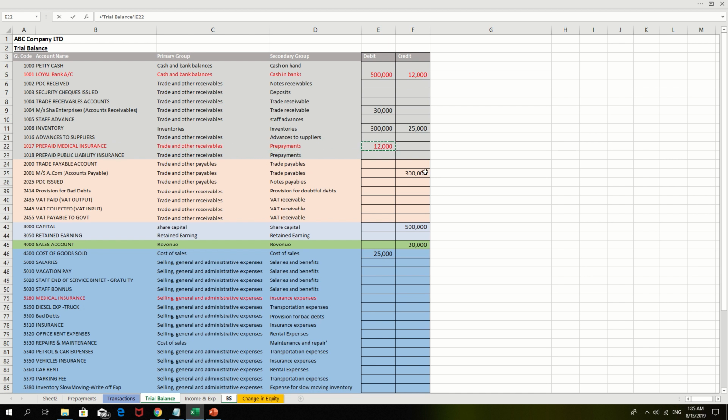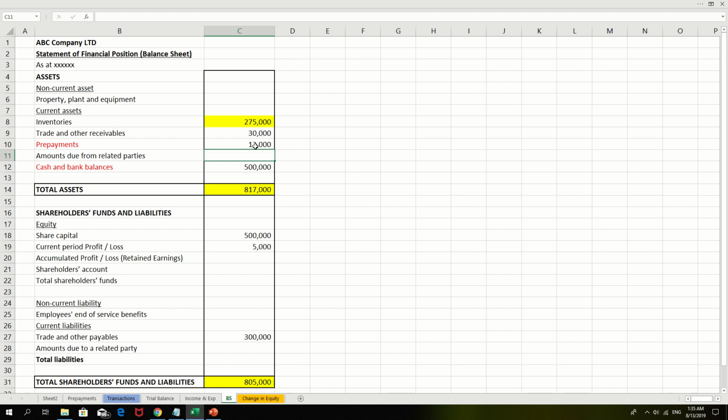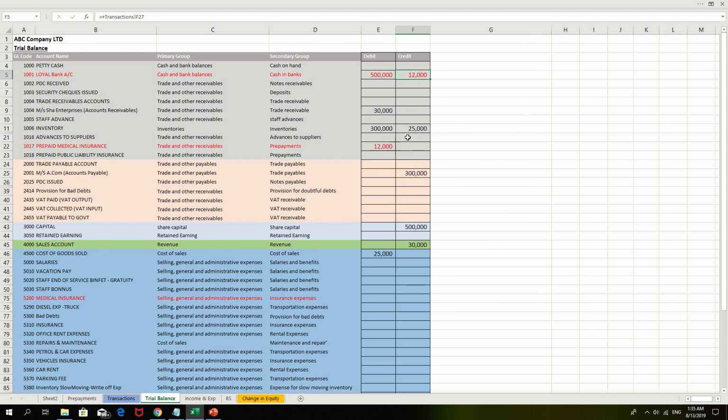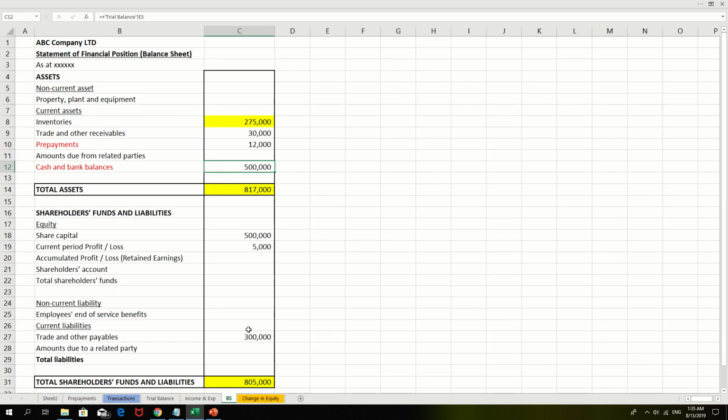So let us take this 12,000, here increase prepayment, and the cash and bank balance has to decrease by 12,000 also. So we have to book this 12,000 here. So it will be 500 minus 12. Our cash balance will be 488. So we have to show, because here it's 500 from the old one.